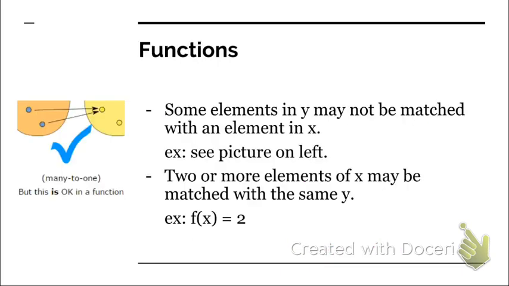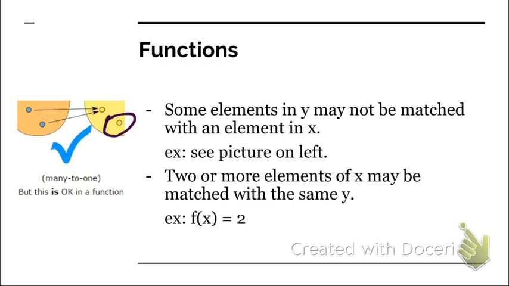So some elements in y may not be matched with an element in x. If you look at the picture on the left here, if you have arrows from your domain pointing to elements in your range and one's left over, that's okay. Sometimes it happens. And two or more elements in x may be matched with the same y. That's like the example you just did, where the Yankees were in the American League and the Indians were in the American League. That's okay. You can have repeated y values.